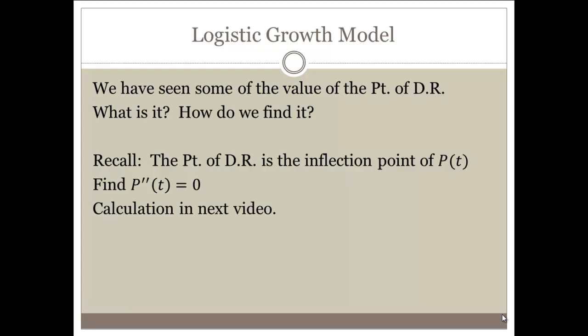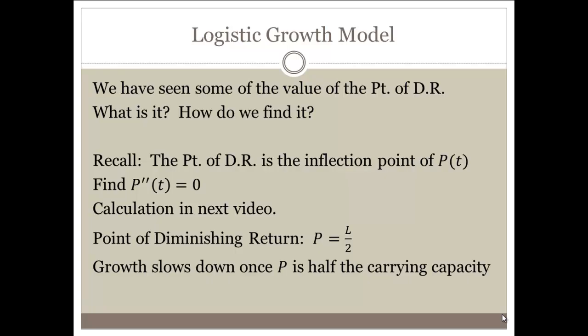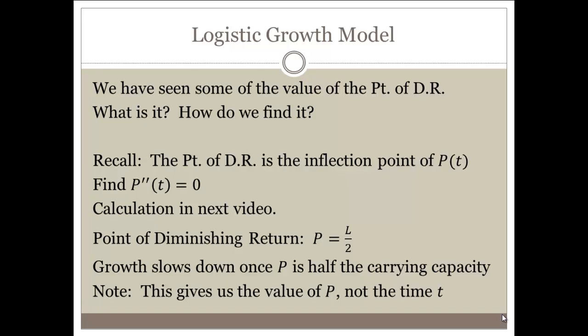This is a long calculation that we will put in another video. In the calculation, we will find that the point of diminishing return happens when P equals L over 2. That is, growth slows down once P is half of the carrying capacity. It's important to note that this gives us the value of P, not the time t.